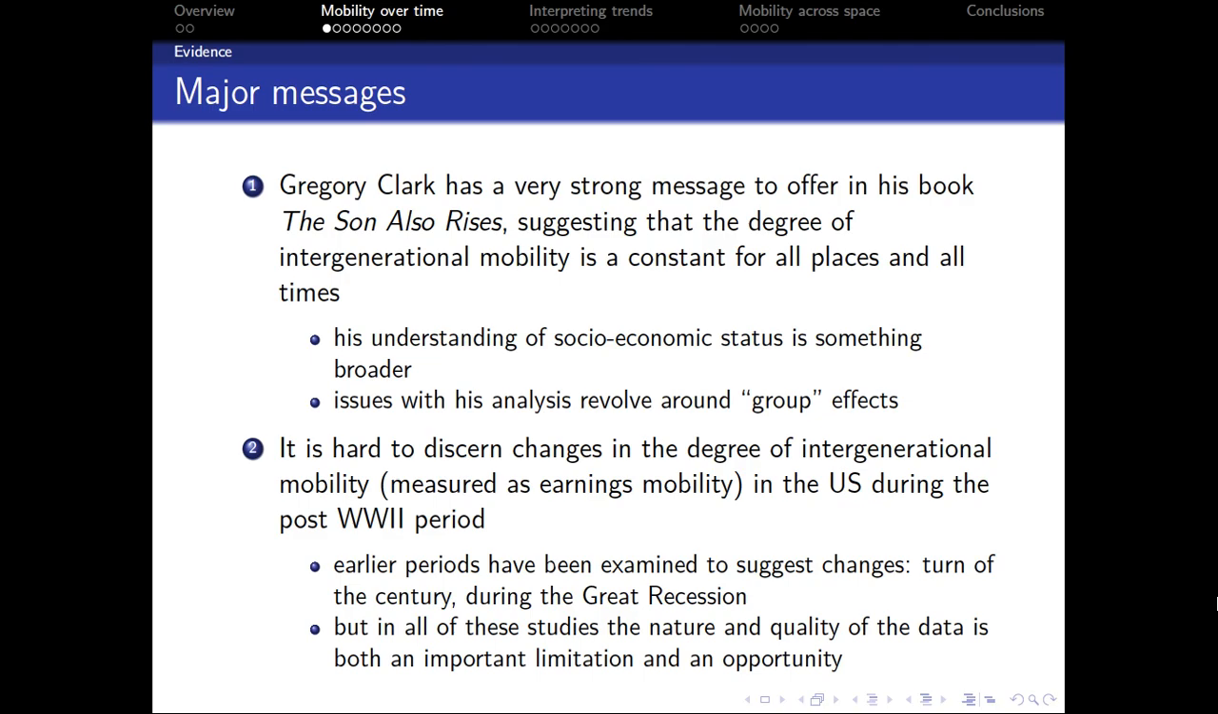The other thing I'd point out is that it's hard, and we'll review some of this literature, to discern changes in the degree of intergenerational mobility over time, at least in the United States in the post-World War II period. Obviously, we're only touching on some aspects of the literature of intergenerational mobility. It's a fast and growing field. It has really picked up in the last 10 or 15 years.